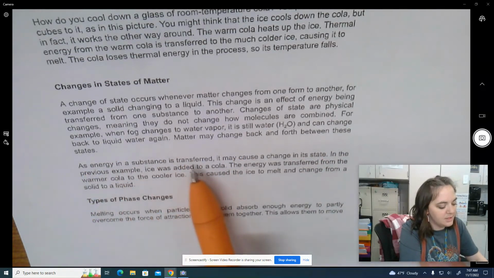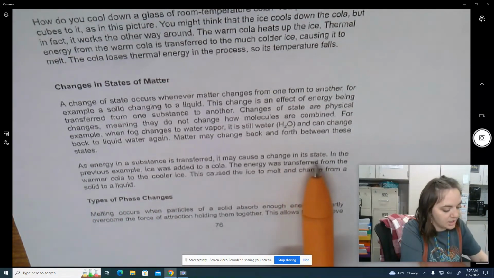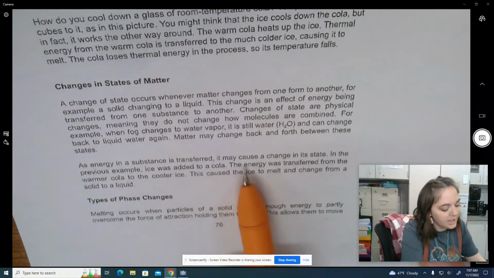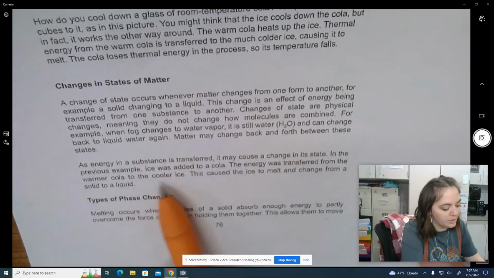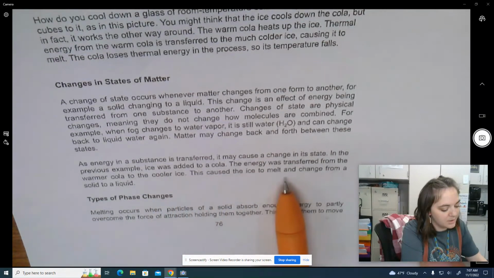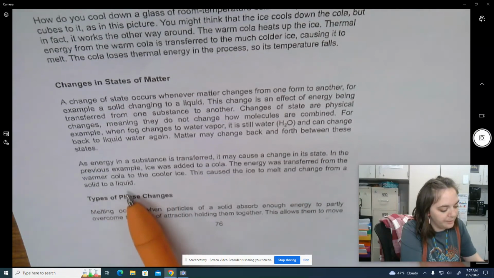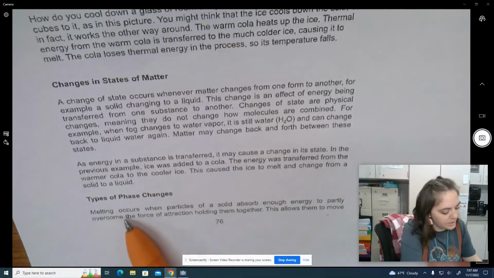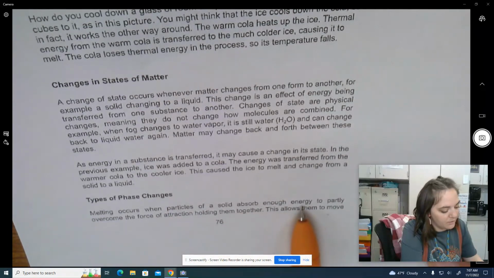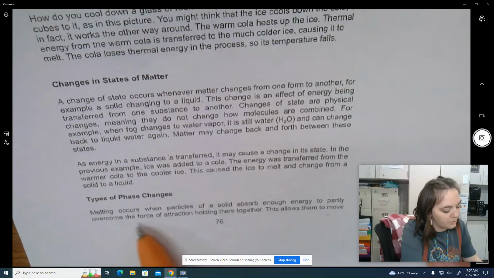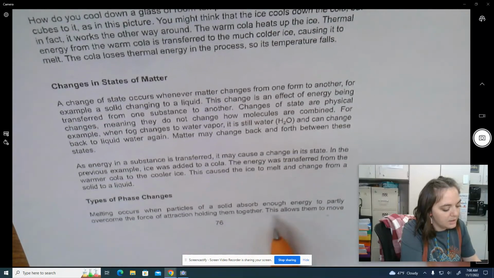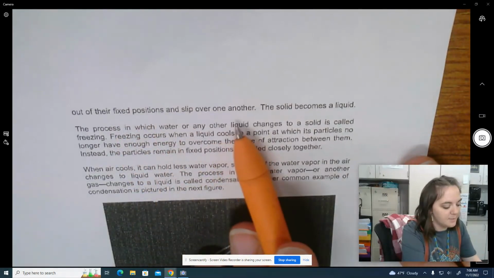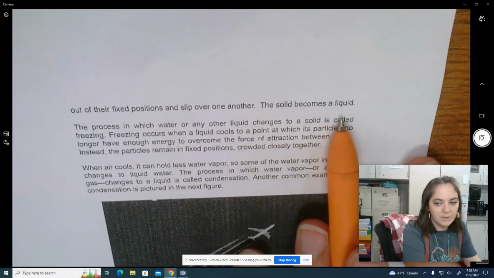As energy in a substance is transferred, it may cause a change in its state. In the previous example, ice was added to a cola. The energy was transferred from the warmer cola to the cooler ice. This caused the ice to melt and change from a solid to a liquid. Types of phase changes. Melting occurs when particles of a solid absorb enough energy to partly overcome the force of attraction holding them together. This allows them to move out of their fixed positions and slip over one another. The solid becomes a liquid.